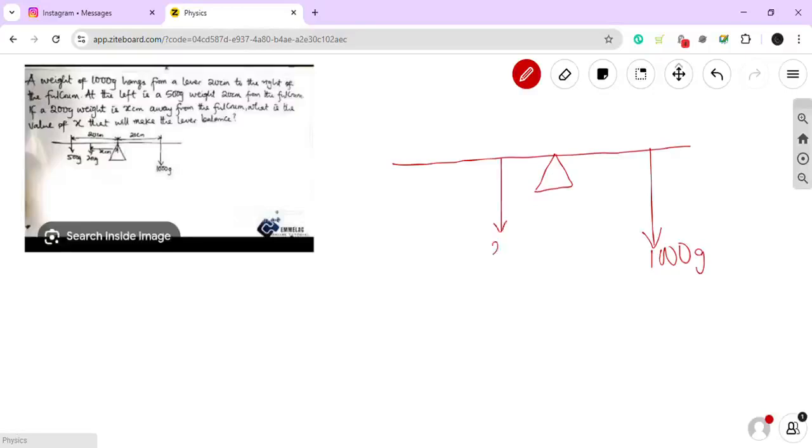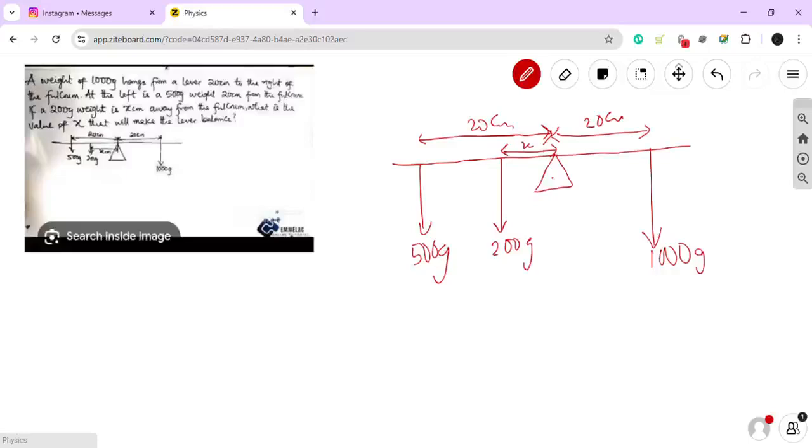So here is 200 gram and here is 500 gram, right? They say from here to the fulcrum, this is what we call the fulcrum or support, is 20 centimeter, and from here to here is also 20 centimeter. Follow me. Now from here to here is given as x. So the question says we should look for x. That's what the question wants us to find.